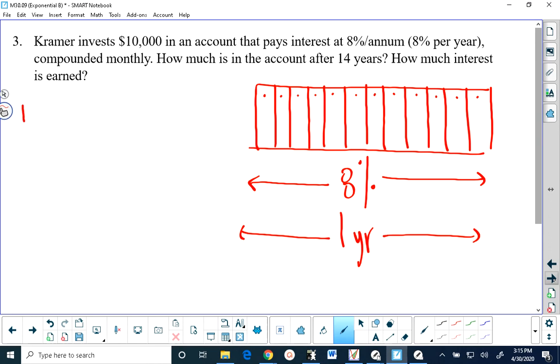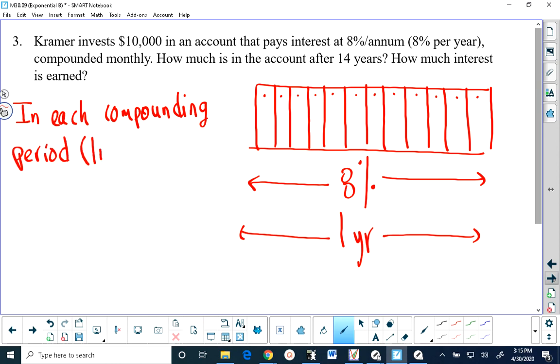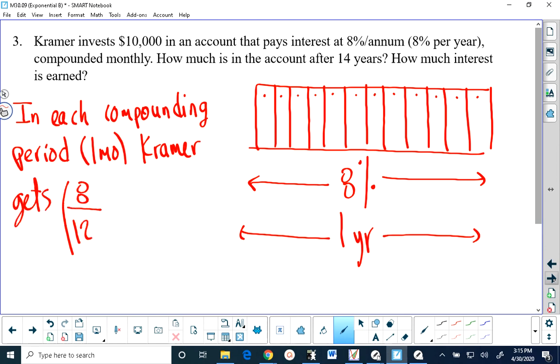And I want to write this out. In each compounding period, which is a month, Kramer gets this percent.